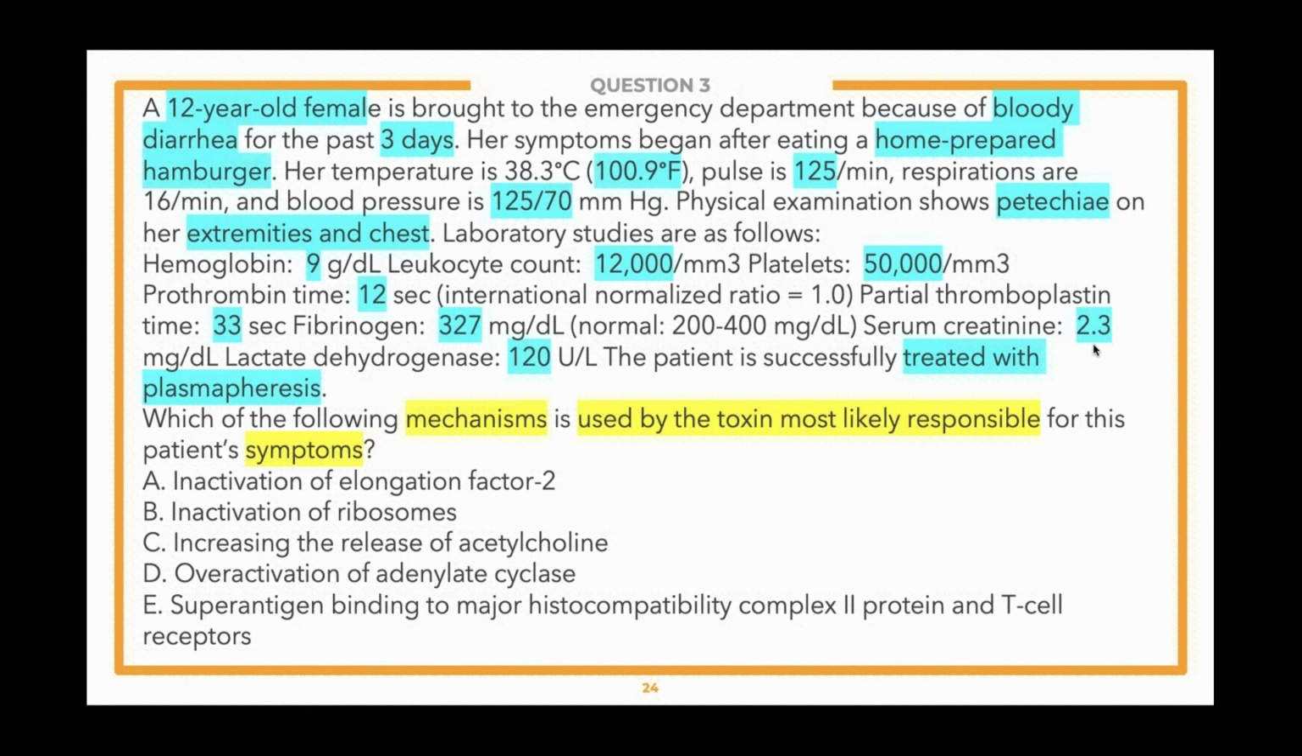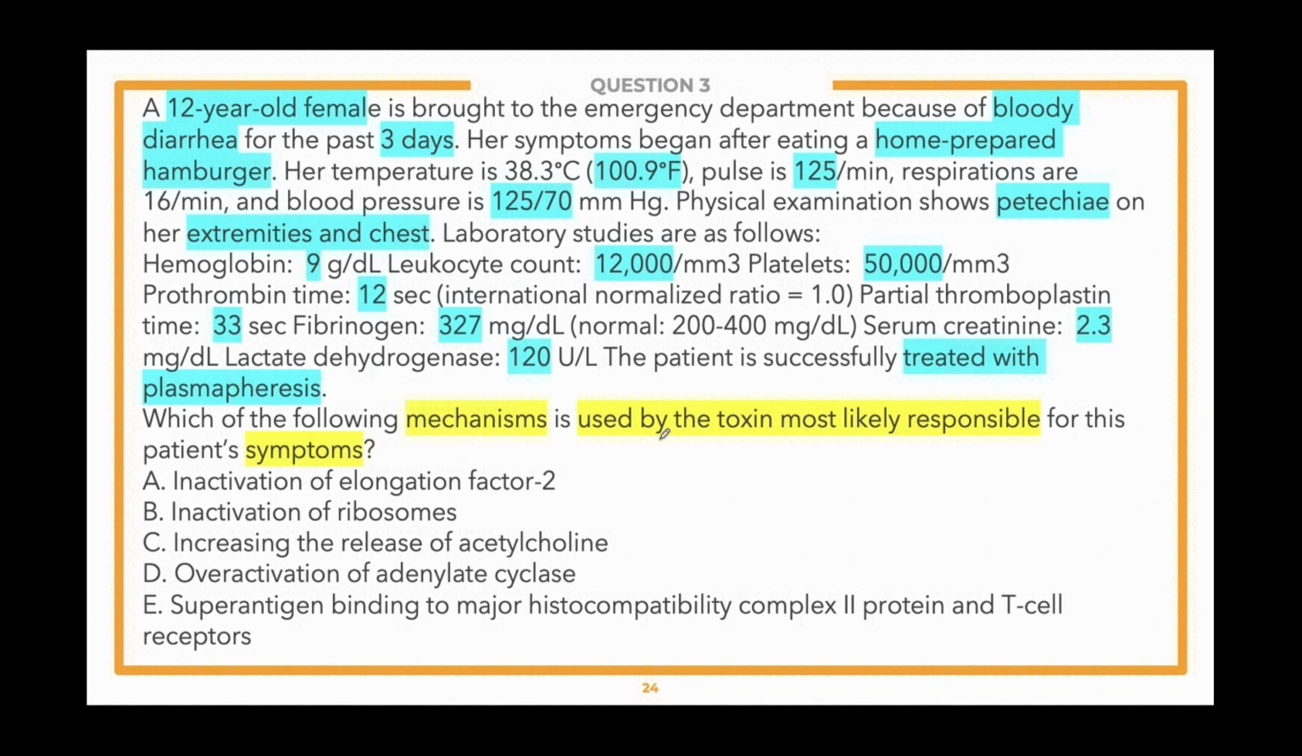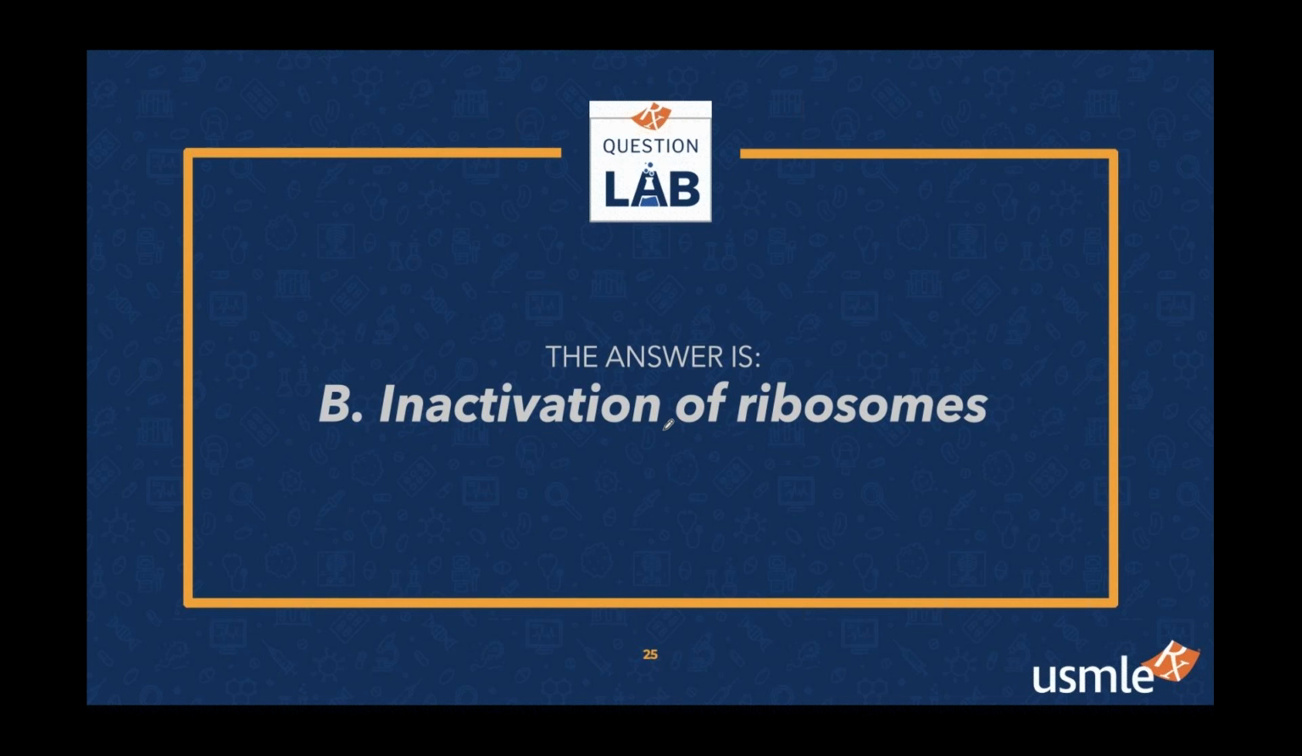And let's see what you selected, and it looks like it was very close. 25% of you selected inactivation of ribosomes and overactivation of adenylate cyclase. So we had a tie. And second place was super antigen binding to major histocompatibility complex 2 protein and T cell receptors. So let's take a look and see what the correct answer is. And the correct answer is B, inactivation of ribosomes, and that was tied for first place with 25% of you selecting that. Once again, a challenging question.